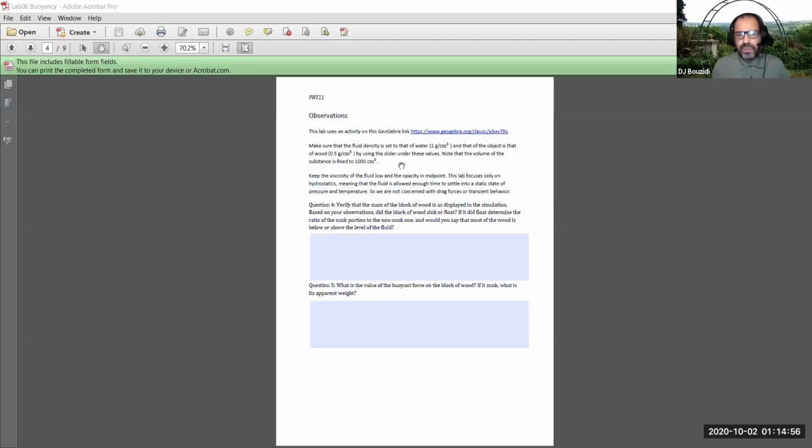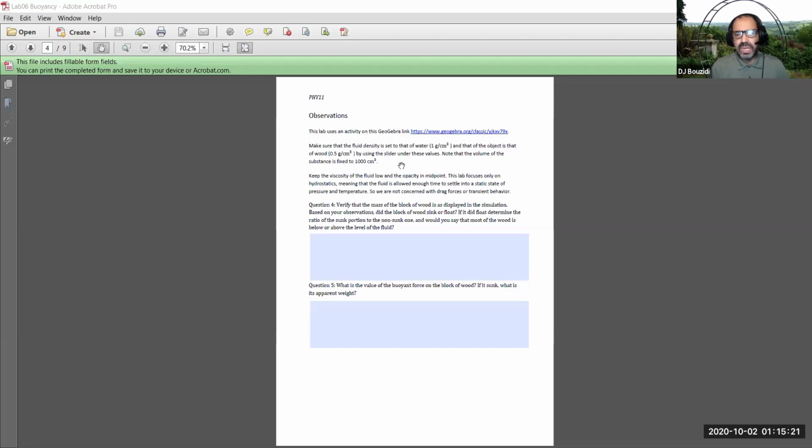Make sure that the fluid density is that of water, namely 1 gram per cubic centimeter, and the object is that of wood, namely 0.5 grams per cubic centimeter, by using the slider. Those two sliders, the ones I was dragging in and out, are the way to change the densities. Note that the volume of the substance is fixed at 1,000 cubic centimeters. That's not going to change throughout the entire lab. So the volume is the same.